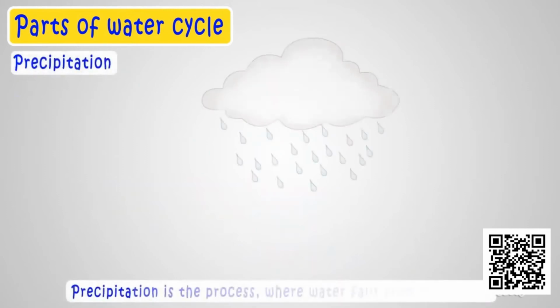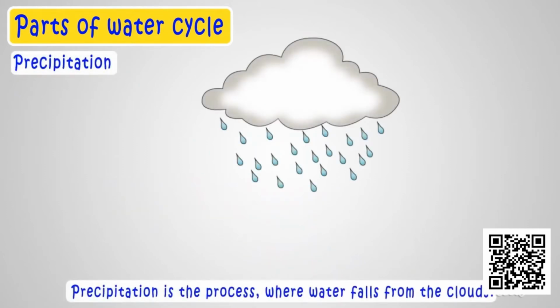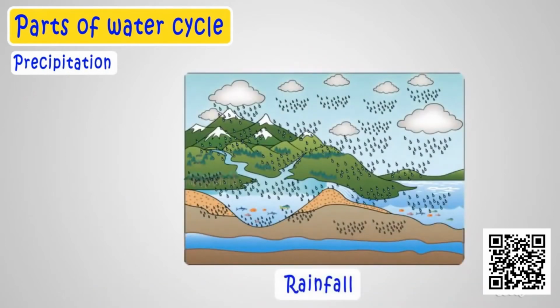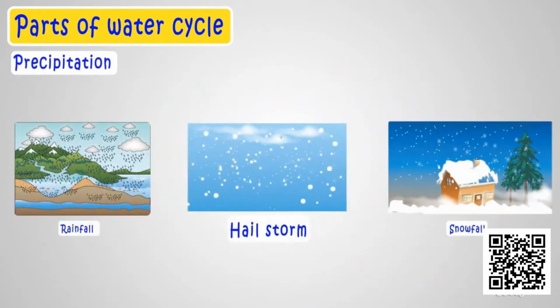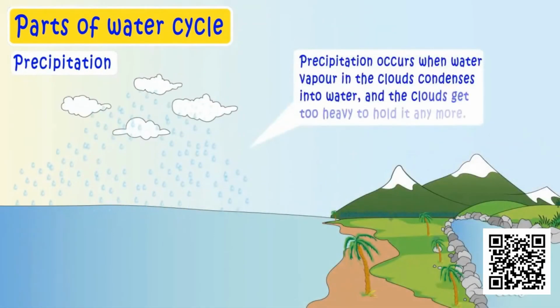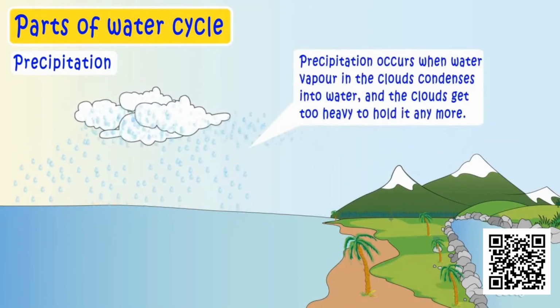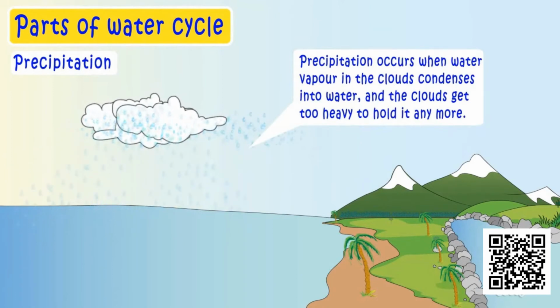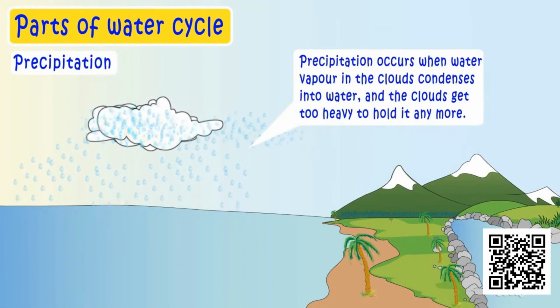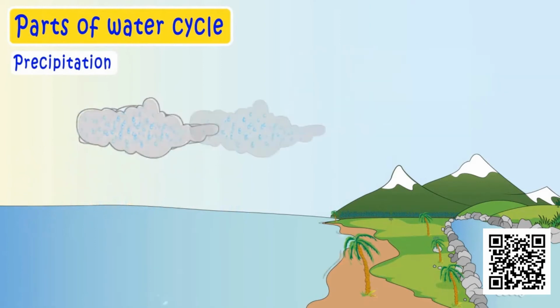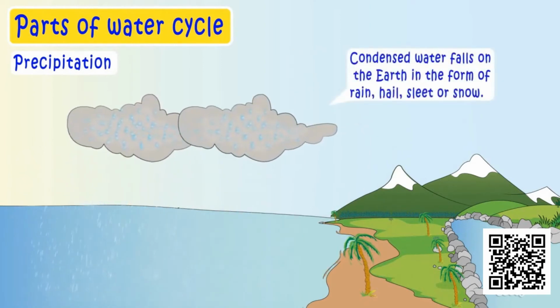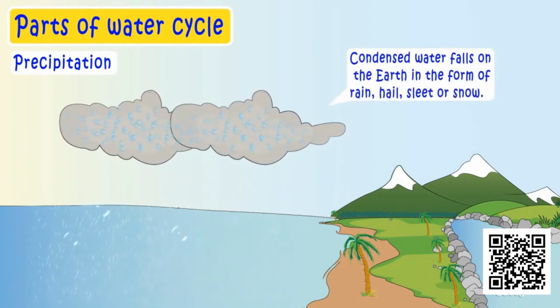Precipitation. Precipitation is a process where water falls from the clouds. It can be a rainfall, snowfall, or hailstorm. Precipitation occurs when water vapors in the clouds condense into water, and the clouds get too heavy to hold it anymore, and condensed water falls on earth in the form of rain, hail, sleet, or snow.